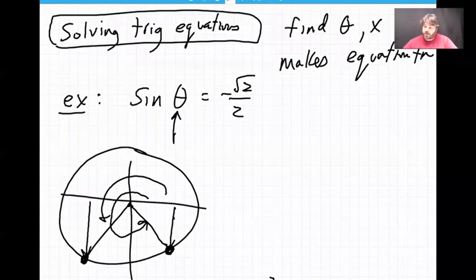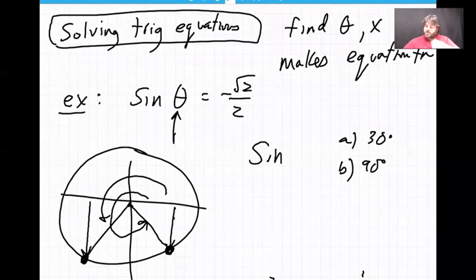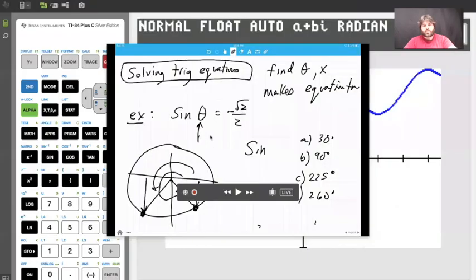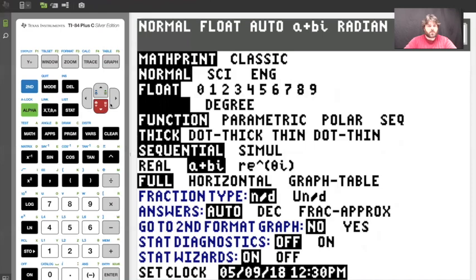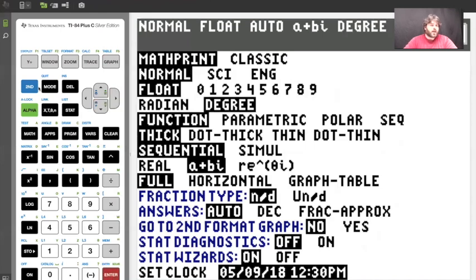Now here's the easiest way to do it. You just use your calculator. Or you could use guess and check. Like if your answers were 30 degrees, 90 degrees, 225 degrees, 260 degrees, whatever, you could just plug it into your graphing calculator. We're in degree mode since we're looking at all degrees, so I need to make sure I'm in degree mode.